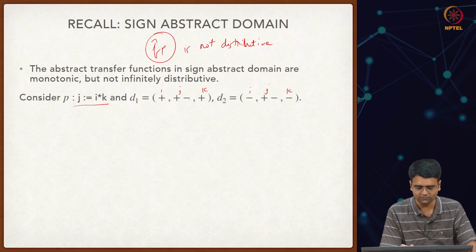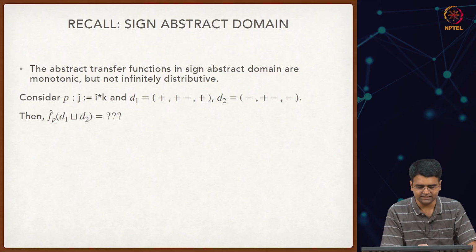Okay. So let's try to compute this f hat P of d1 join d2. So what's going to be f hat P of d1 join d2? So in particular, what is d1 join d2?